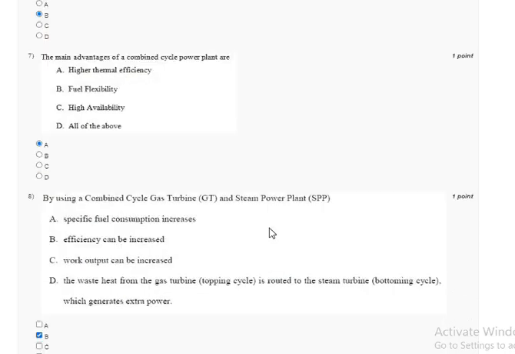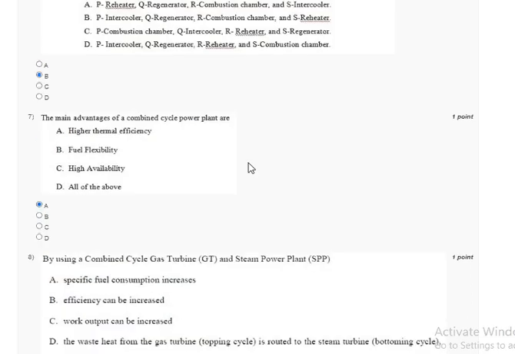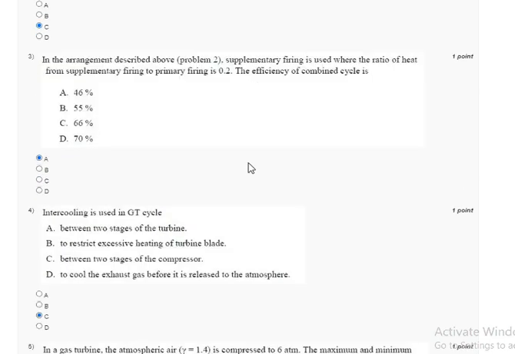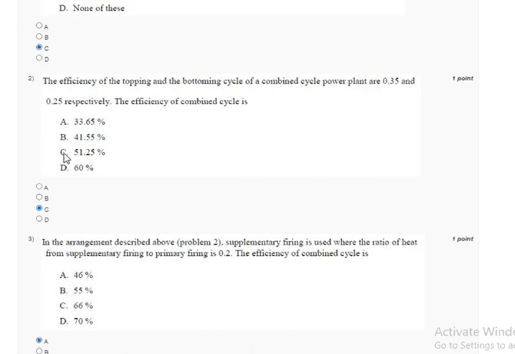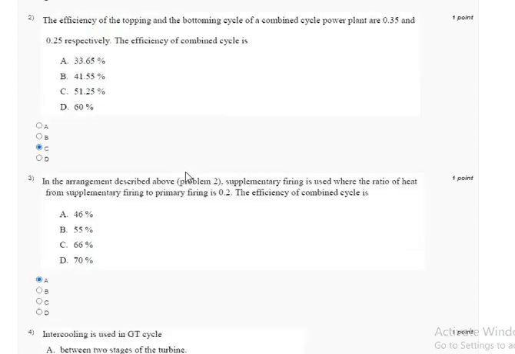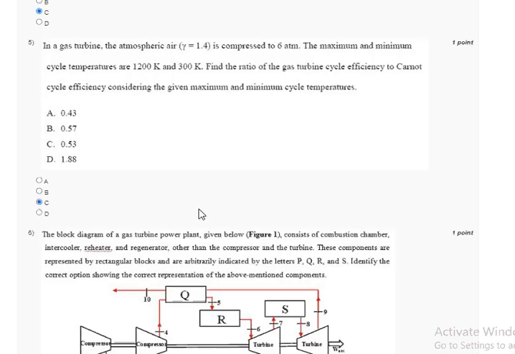Next question, the main advantage of a combined cycle power plant are. The main advantage is that it increases the thermal efficiency. So option A is correct. We already saw in question number 2 here, the first cycle has 0.35 efficiency, the second cycle has 0.25 efficiency. If we combine both the cycles, you will get 51.25%, so you get a higher efficiency than both the cycles. So here the answer is high thermal efficiency.